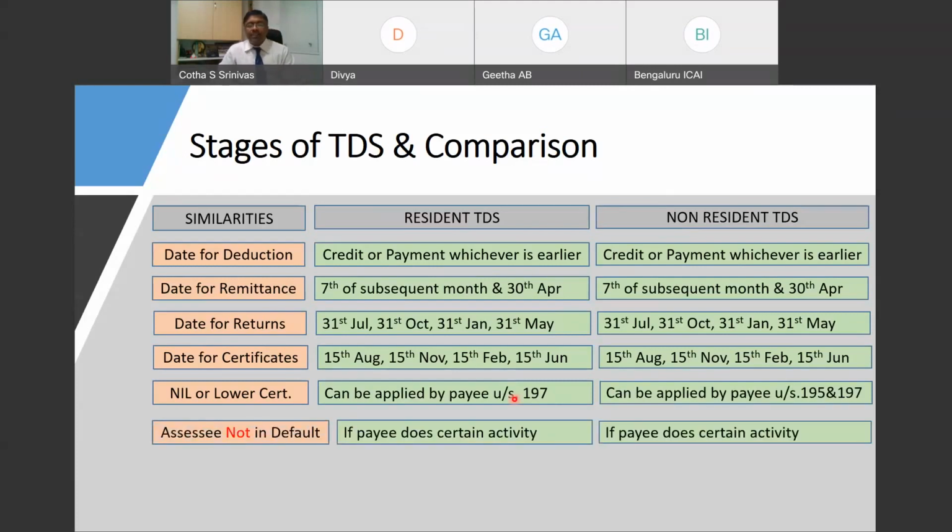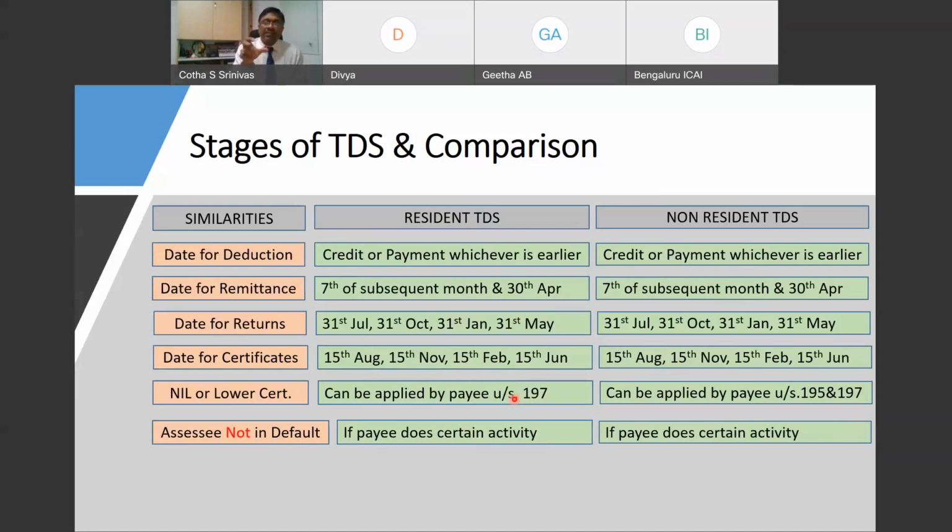Assessee not in default. There is something called assessee in default. Section 201 talks about assessee in default, where the person who is making a payment is supposed to deduct TDS but has not deducted. What will happen? He will be considered as an assessee in default. So he has deducted and not remitted, or he has not deducted at all, and then he will be considered as an assessee in default. But there is a proviso in that particular section 201 which says the assessee will not be considered as in default. Here, assessee means the deductor. The deductor will not be considered as in default even though he has not deducted TDS.